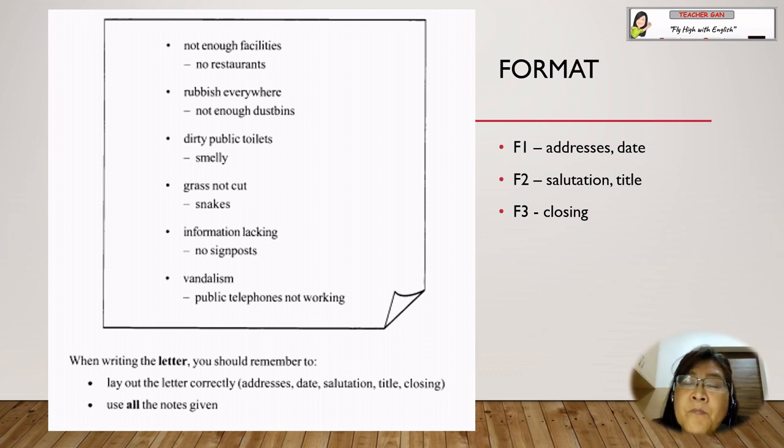So the format, let's look at the format now. We have F1, it should be addresses and the date. Addresses mean both the sender and recipient's addresses. And then we have salutation and title, and the salutation is dear, and then the title will be the title of the letter. And then we have the closing, which includes the signature.